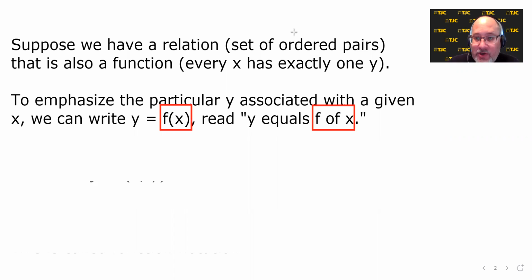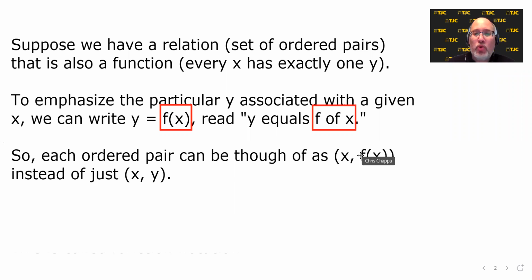Now, it's important to point out two things real quick. Number one, that is not f times x. It is not a multiplication problem. The f is the name of the function. It's almost like a verb, and the x is the object that you're performing that function on. It's read f of x. And number two, f is not a variable. It's the name of the function. So you never solve for f. You never substitute a number for f. F is just the name of the function. And again, this is read f of x.